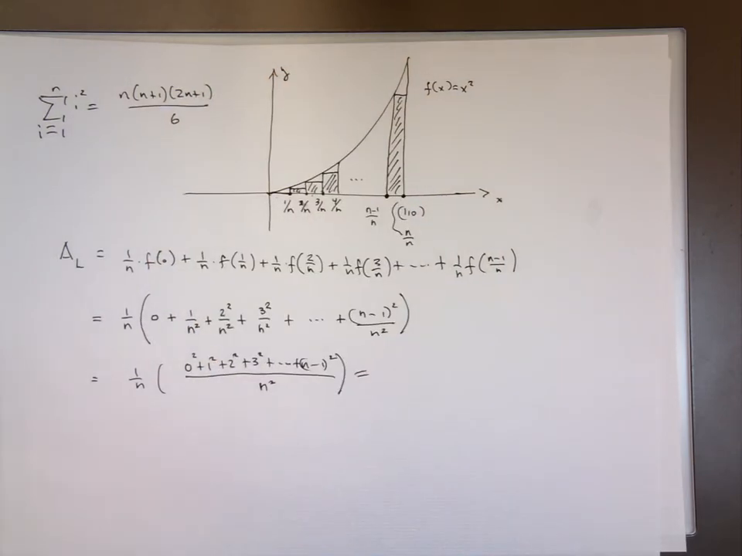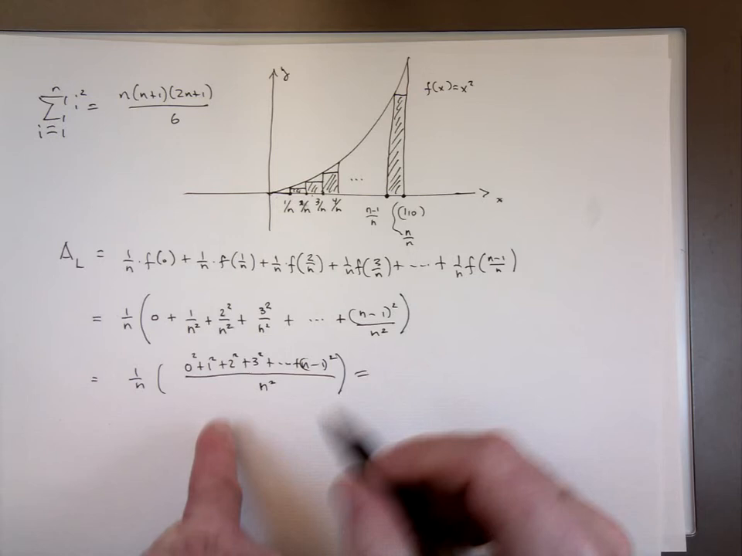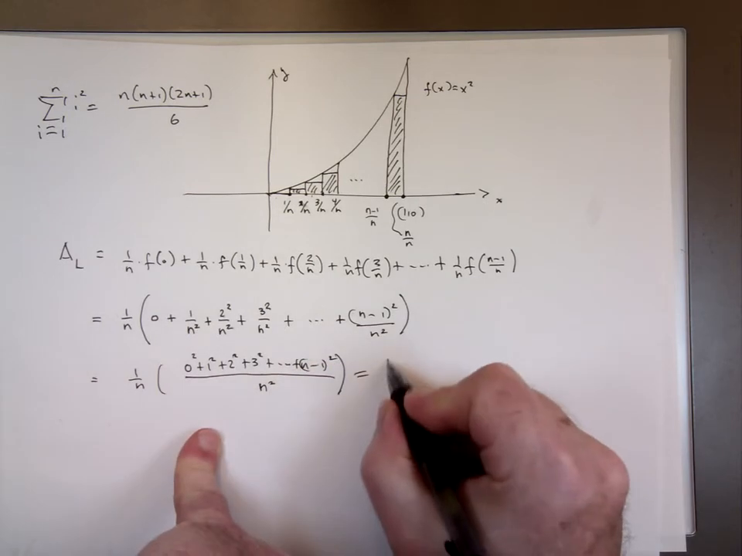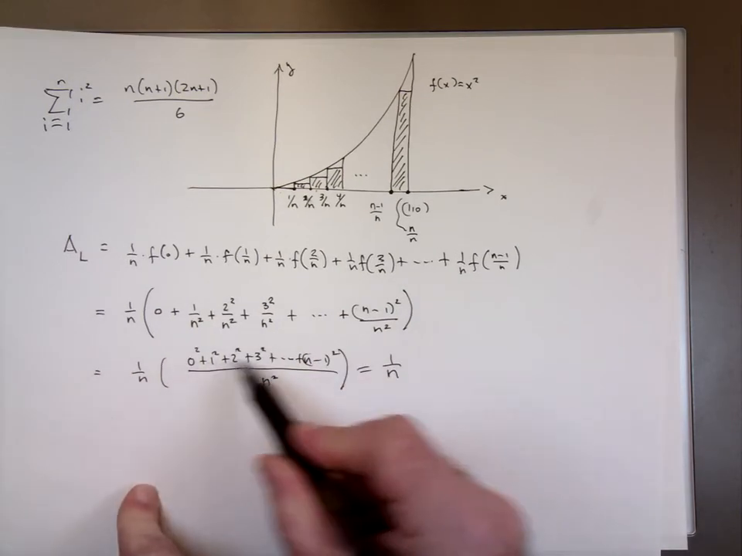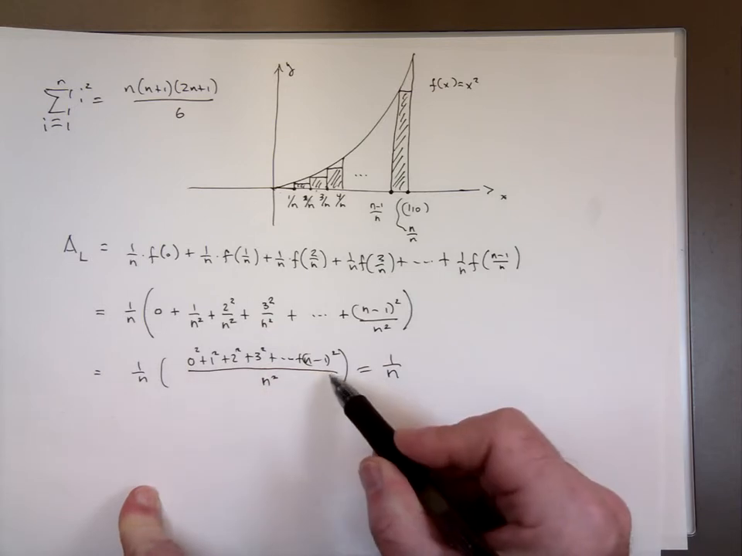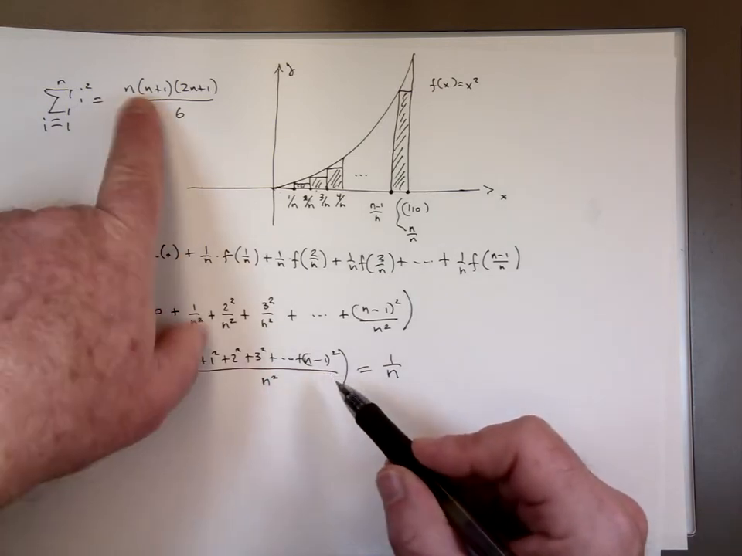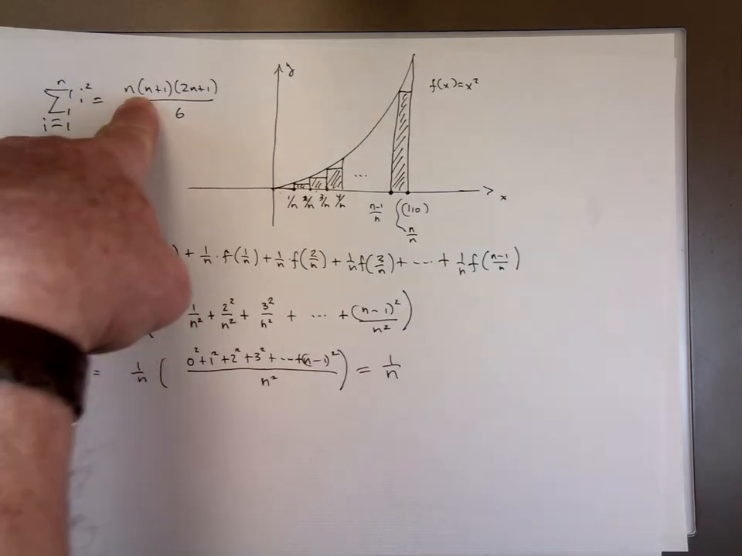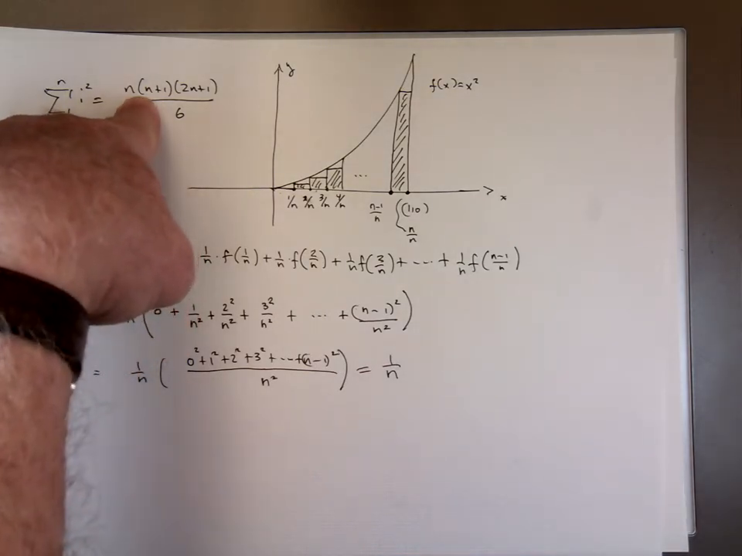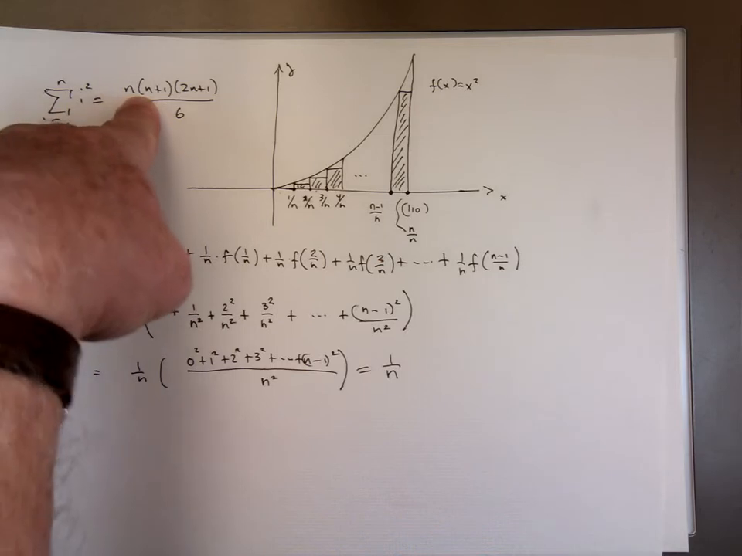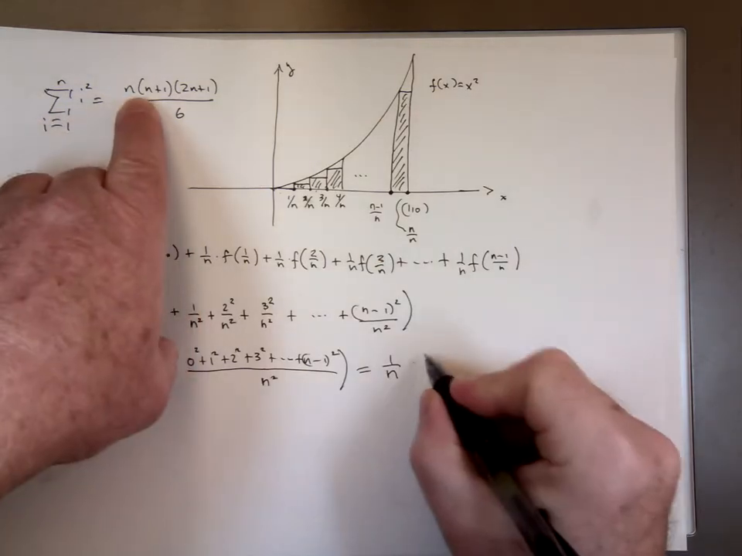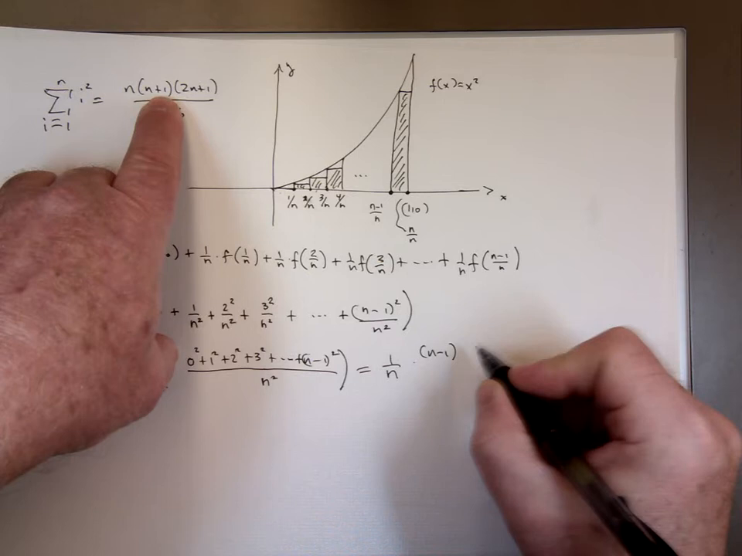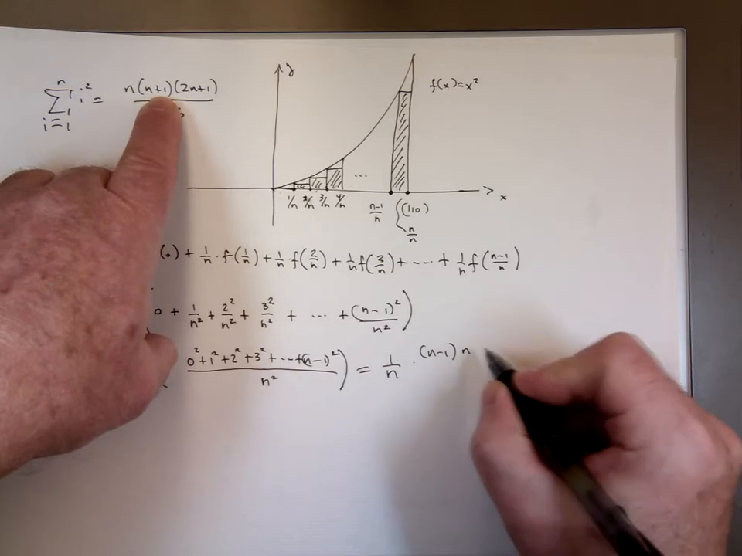So, what do we get? We have 1 over n. I'm going to apply the formula to this sum of the first n minus 1 squares. So I'm going to use this formula, but instead of n, I'm going to have an n minus 1, because I'm only taking the sum of the first n minus 1 squares. Okay? So it's going to be n minus 1, n minus 1 plus 1, 2 times, write it out, 2 times n minus 1 plus 1.